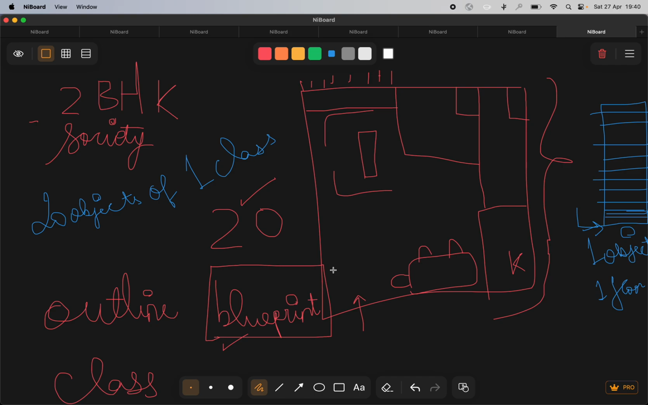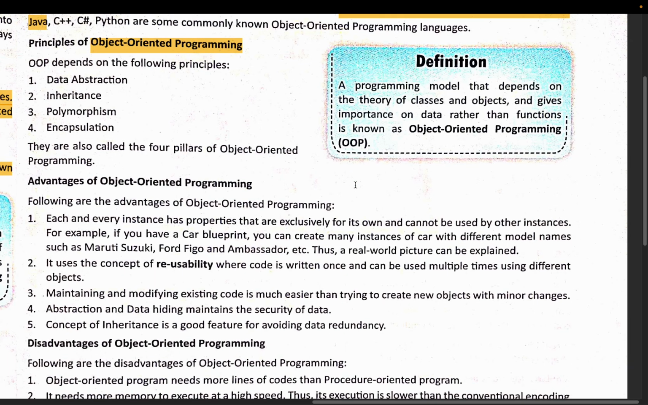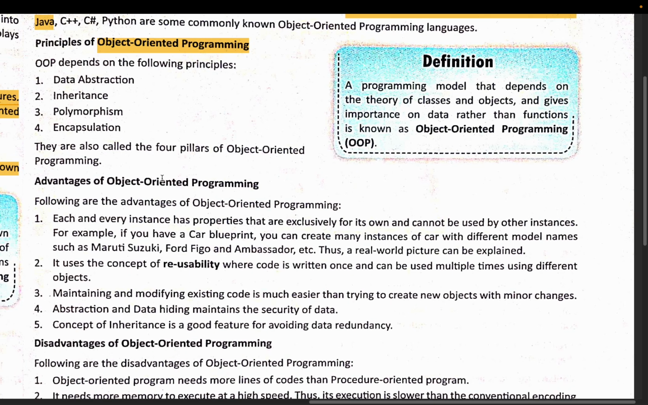We all are human beings, correct? So, human beings are one class. Every person is one object. Understood? If you are still not able to understand, let me know in the comments.